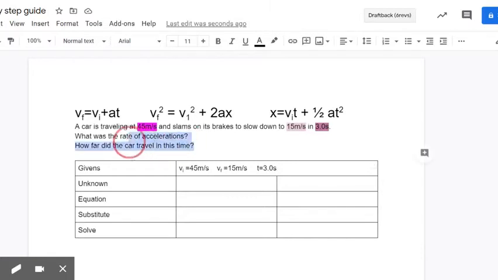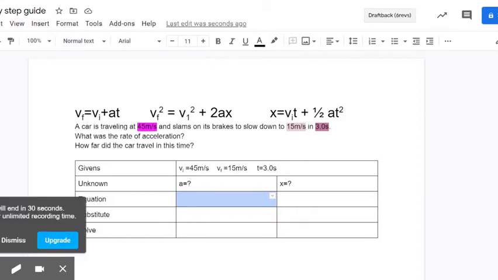Now I'm asking you 2 separate questions here. What is the rate of acceleration? And how far did it travel during this time? So I have 2 unknowns here, and I'm going to solve them separately. The first unknown is the rate of acceleration. So I don't know that one. But the second question I asked is how far. So I know I'm also going to be solving for the X. So now I can look for the equation. I should not look for an equation until I have my givens done and I have my unknown defined.